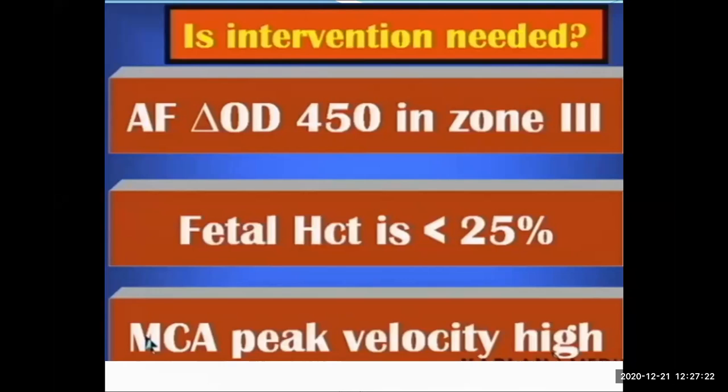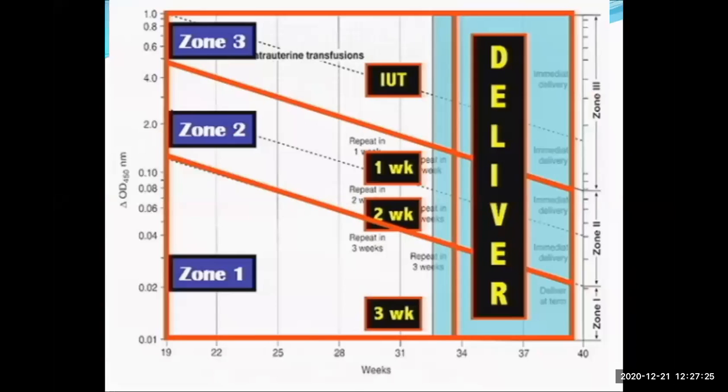Look at the concept here. Many times that will be repeated now. So see that this is zone 3, zone 2, zone 1. After 34 weeks, delivery. Now, before 34 weeks, we repeat this test. In zone 1, repeat in 3 weeks. In zone 2, 2 weeks or 1 week. And in zone 3, you don't repeat. You straight away go for intrauterine transfusion. After 34 weeks, go for the delivery in any of the zones.